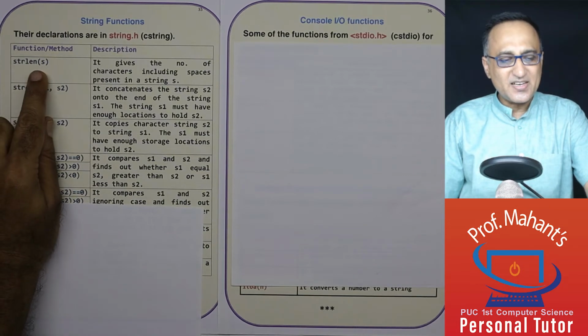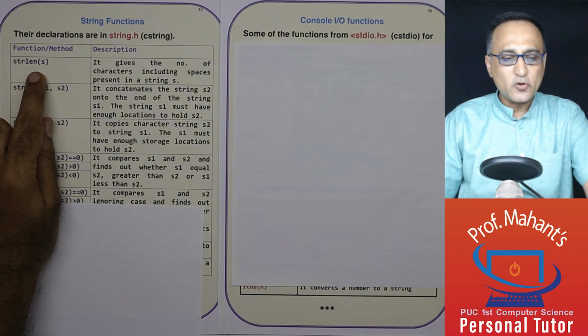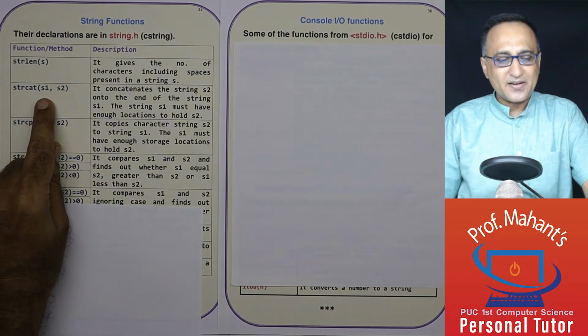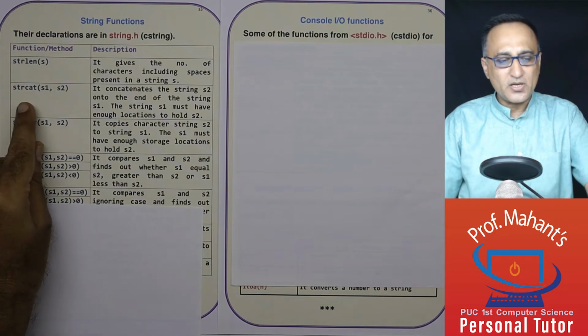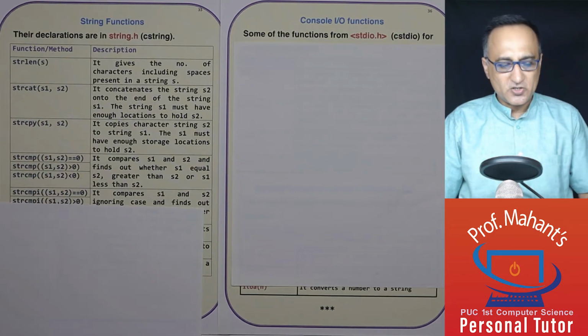So if I say string length of yes, where yes contains my name M-A-H-A-N-T, it is going to return a value 6. Okay. Now string cat, if you want to join one string to another, if you want to join welcome and come, you want to make them welcome, you can use string cat. If you want to copy one string to the other, you will use string copy.